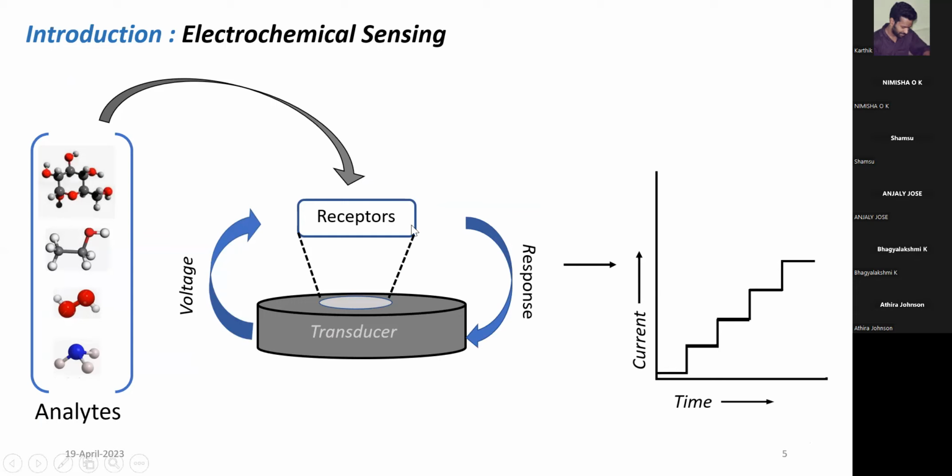Here, in electrochemical sensors, receptors such as enzymes or antibodies immobilized on the electrode surface produce a response which is proportional to the concentration of the analytes adsorbed on the modified electrode surface. Here we measure a current response which is proportional to the concentration of the analytes at a fixed voltage. This kind of electrochemical sensor is specifically known as an amperometric sensor.